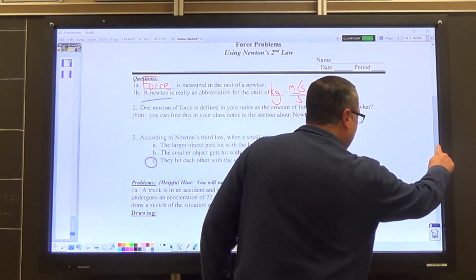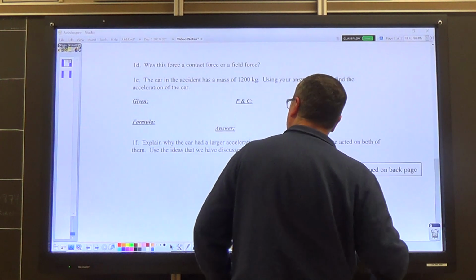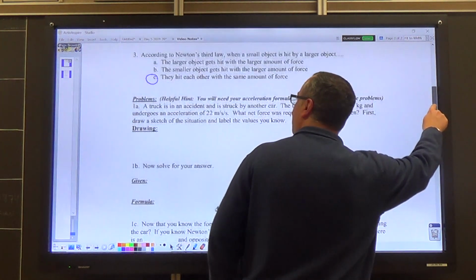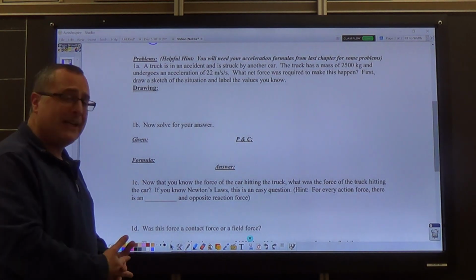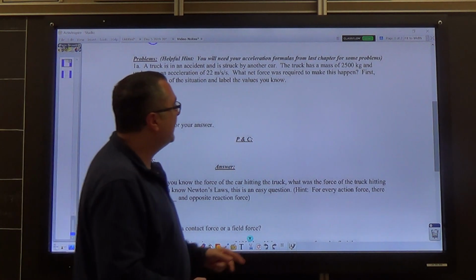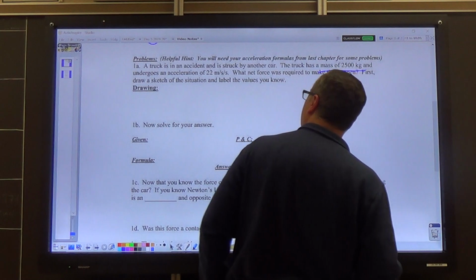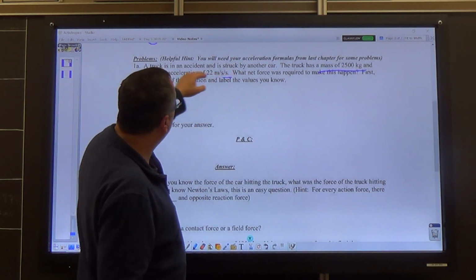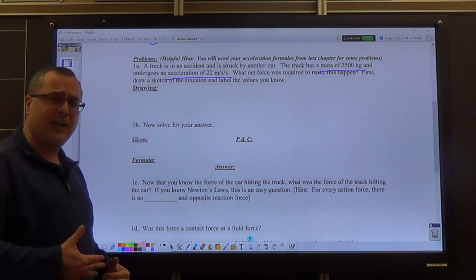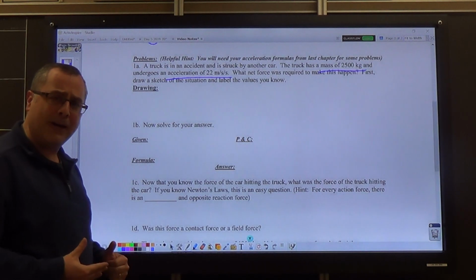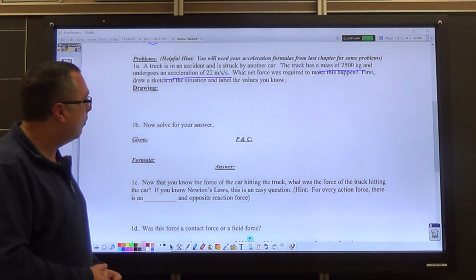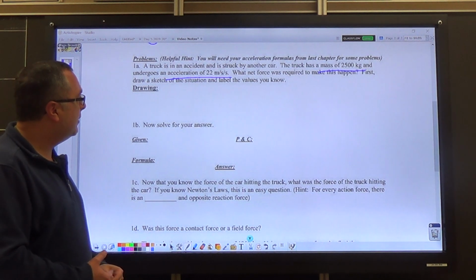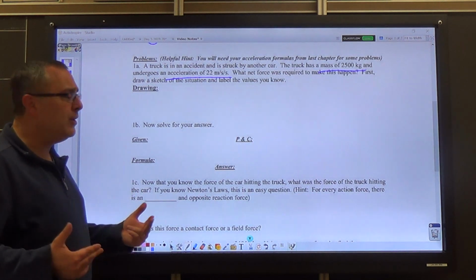When we get down to the problems, the first problem talking about a truck being in an accident, being hit by another car. The truck has a mass of 2,500 kilograms. It undergoes an acceleration of 22 meters per second every second. In other words, it changes its speed by 22 meters per second for every second that it's being pushed by that force. So the net force required to make this happen, well, before we do that, it does ask us to make a sketch.